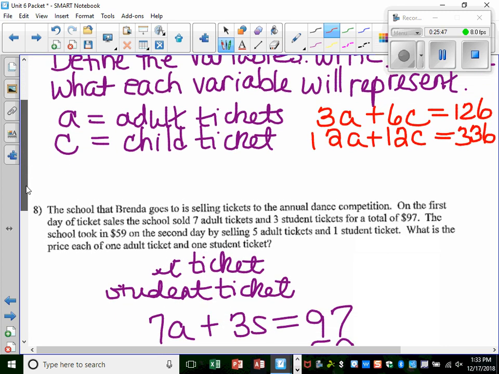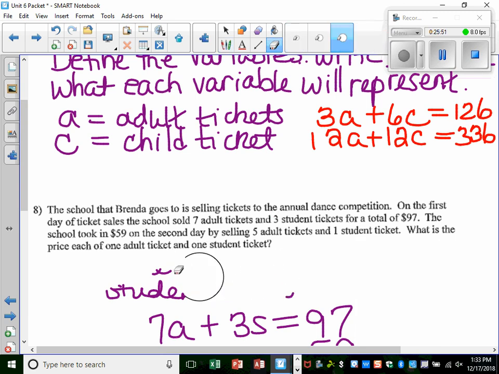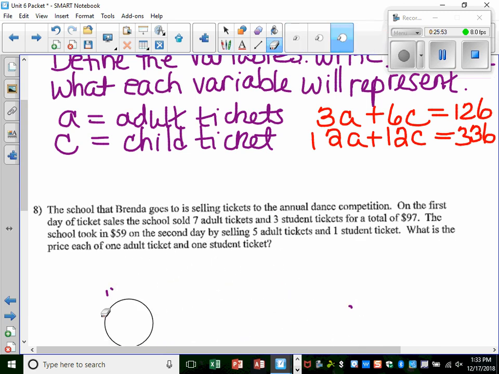Let's go down to number 8. We're going to do the same thing. Now we're talking about adult tickets and student tickets, I believe. It says the school band at Brenda goes to is selling tickets to the annual dance. On the first day of ticket sales, the school sold 7 adult tickets and 3 student tickets for $97. Next day they took in $59, selling 5 adults and 1 student ticket.